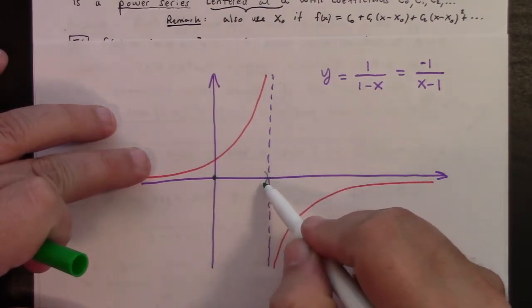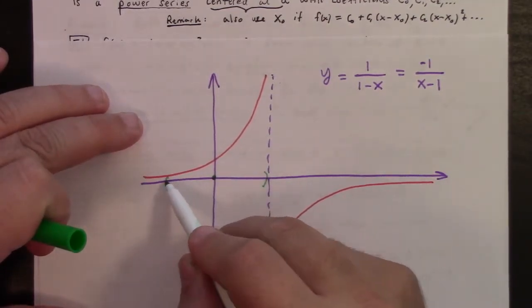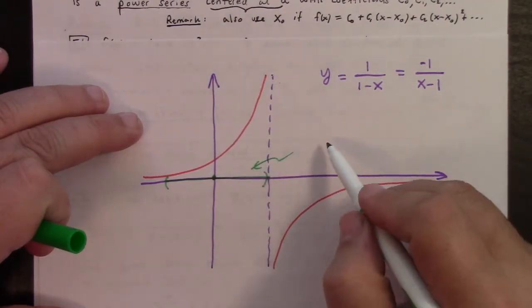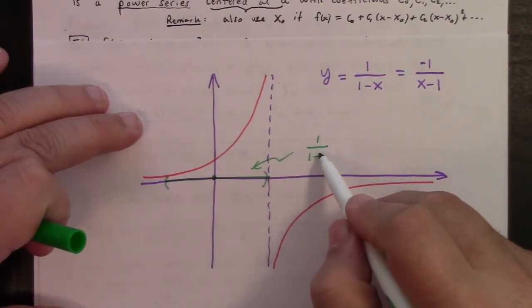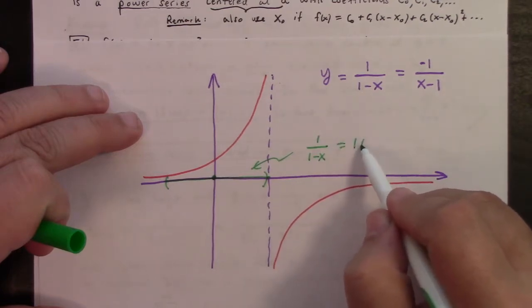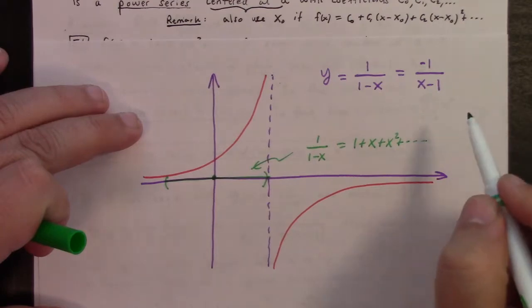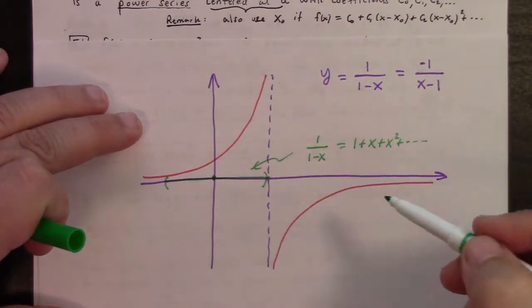And so essentially what we just learned is that you can represent this expression, if we center it at 0, like this, and here we have 1 over 1 minus x equal to 1 plus x plus x squared plus dot dot dot. But we can't get past 1, right?